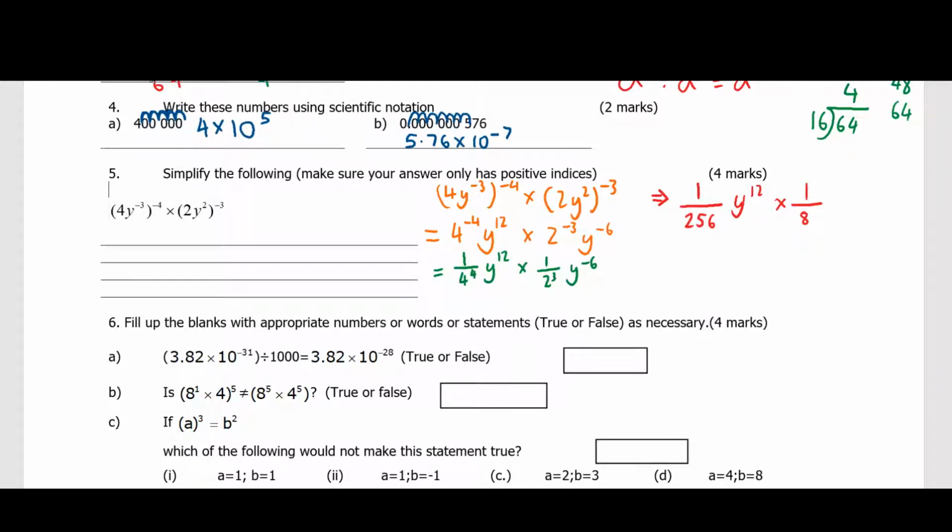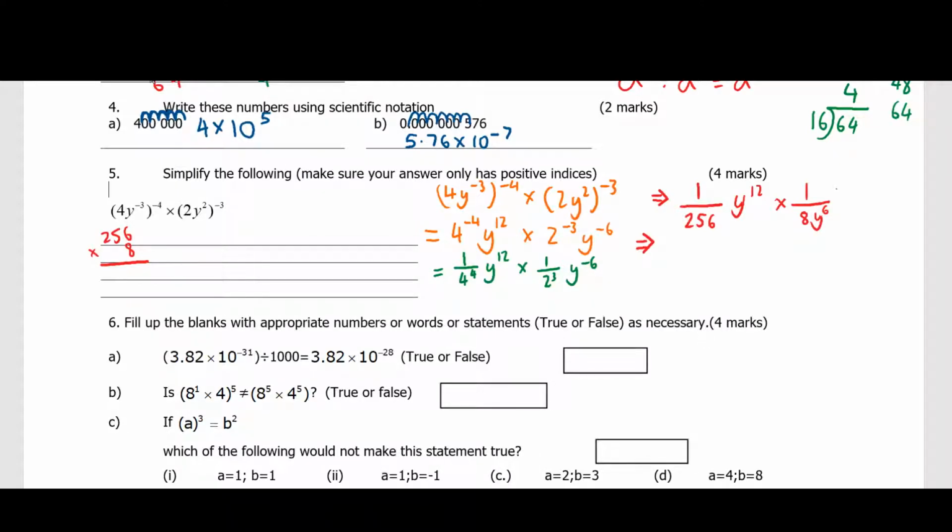Yep. And why? Because this y to the negative 6 goes to the bottom and becomes y to the power of 6. Okay? So 1 over 256 times 1 over 8. Let's figure that one out. 256 times 8.